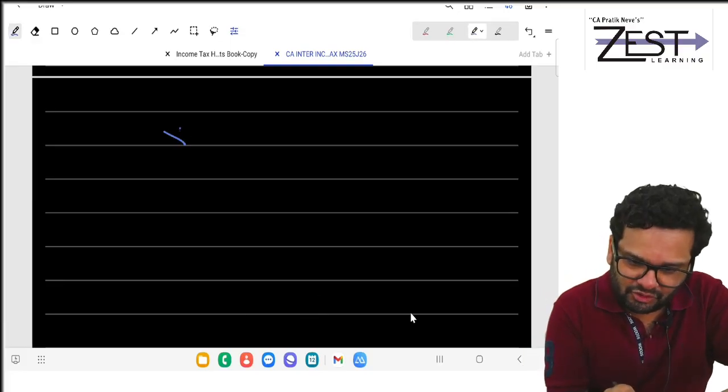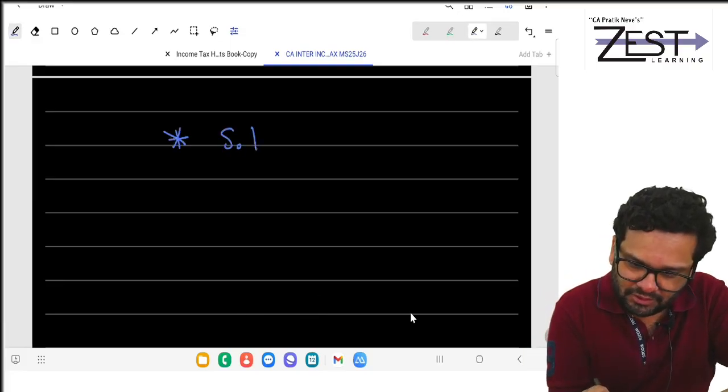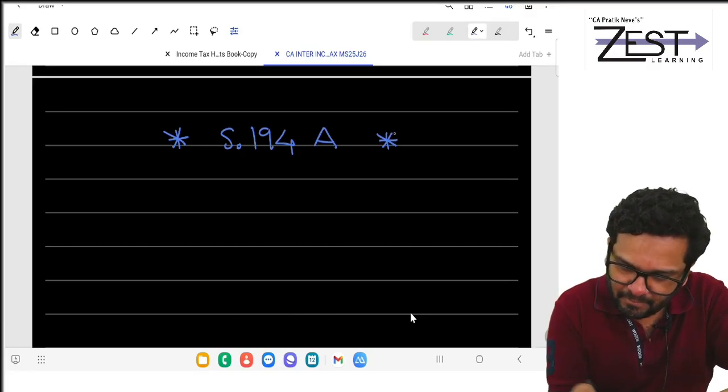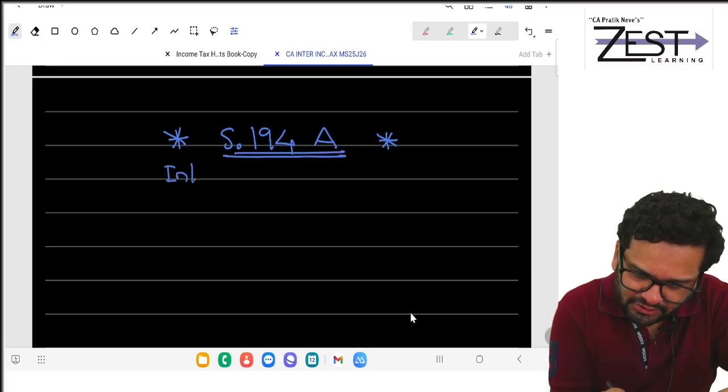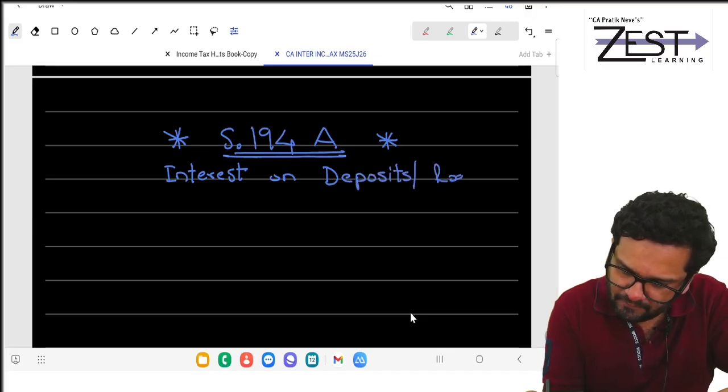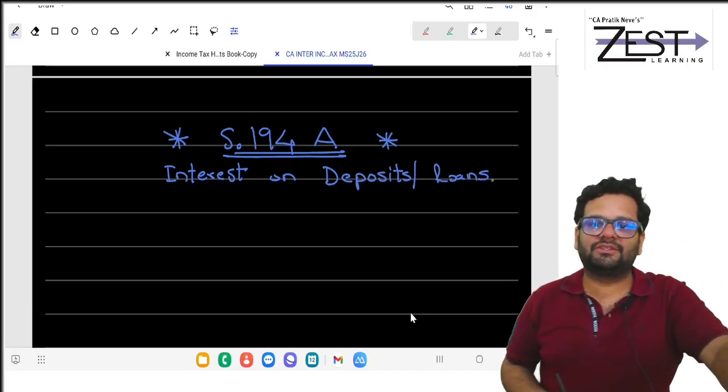See, it's important, so I will just analyze it for you. Section 194A. Can I say interest on deposits for your understanding? Interest on deposits or interest on loans? Is it okay?